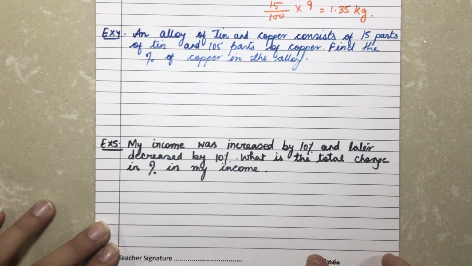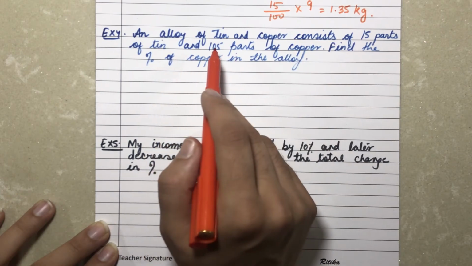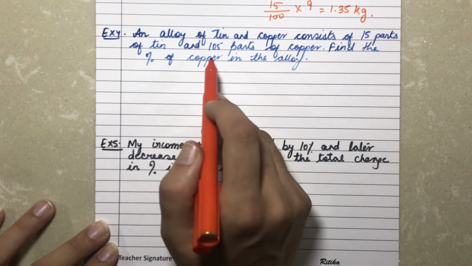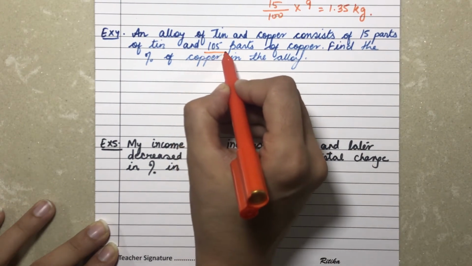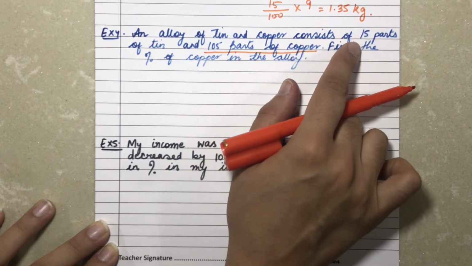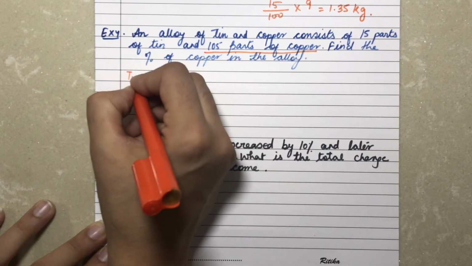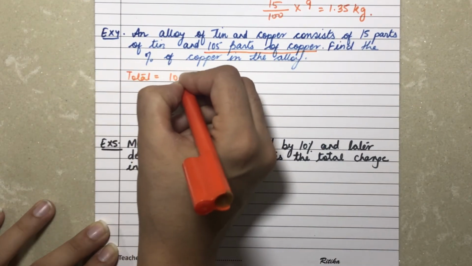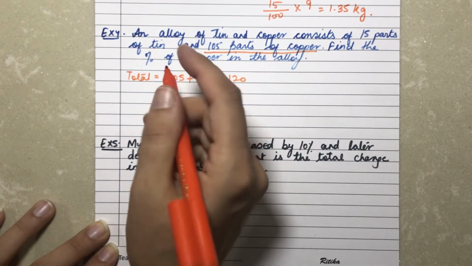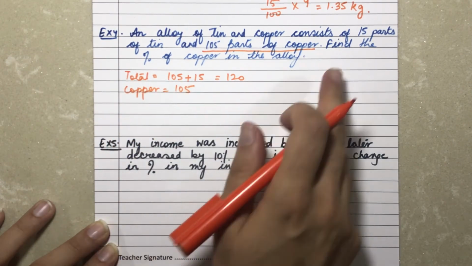Now next question says, an alloy of tin and copper consists of 15 parts of tin and 105 parts of copper. Find the percent of copper. Now to find the percent of copper, let's focus here only. Right? So that means my total composition is how much? One part is 105, another part is 15 parts. So my total composition is 105 plus 15, which is 120. And how much is the copper? Copper is 105.